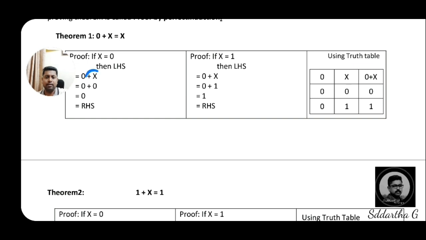So hence this operation we are doing: 0 plus 0 is equals to 0. So 0 plus 0 is equals to 0. LHS is equals to RHS.